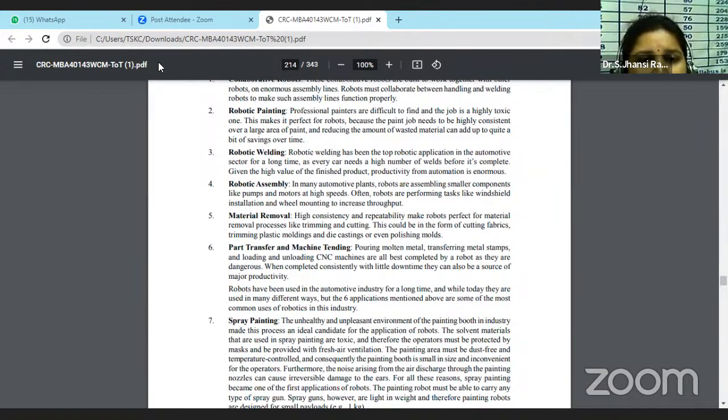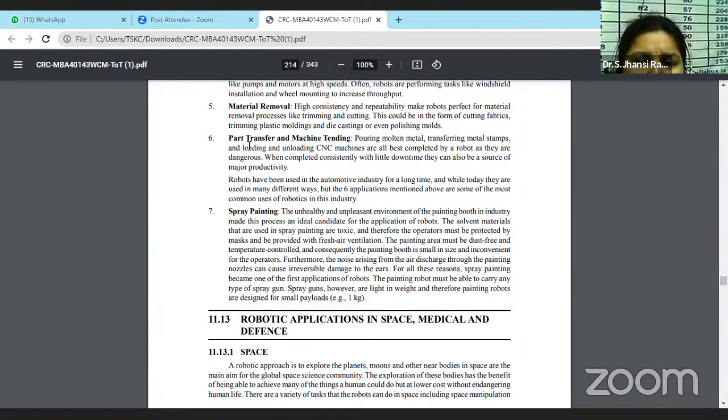Robotic assembly is used in automotive plants where each product is assembled together and the finished product is made, like pumps, motors at high speeds, windshield installation, and wheel mounting, which increases throughput. Then material removal: high consistency and repeatability make robots perfect for material removal, like trimming and cutting fabrics, trimming plastic moldings, die castings, and even polishing models. This all comes under material removal.